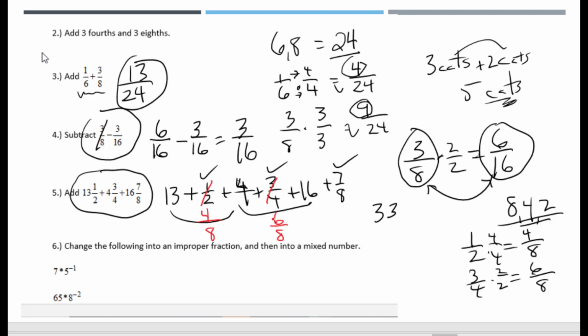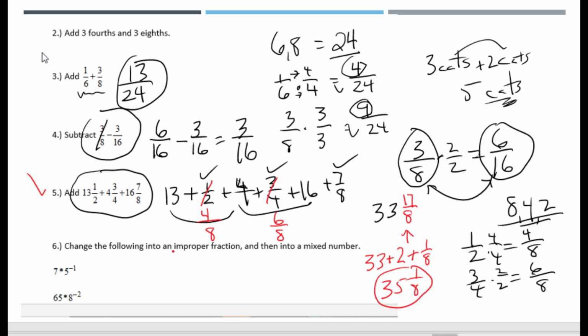So I'm going to add all these up. I get 17/8. But that's an improper fraction. So I have 33. I'm going to change this to a mixed number, 2 plus 1/8. So my answer is going to be 35 1/8. So you should have gotten that. There's a lot going on here.